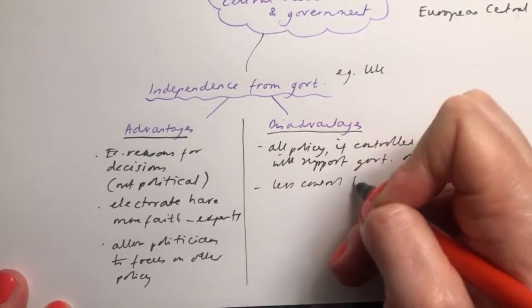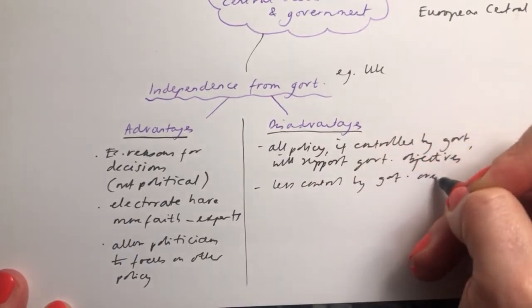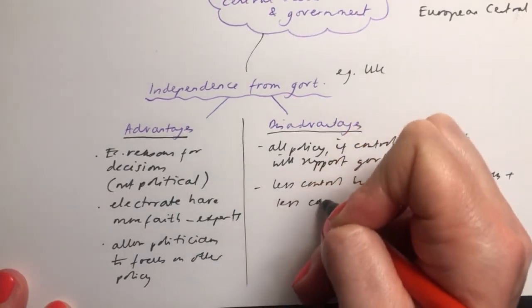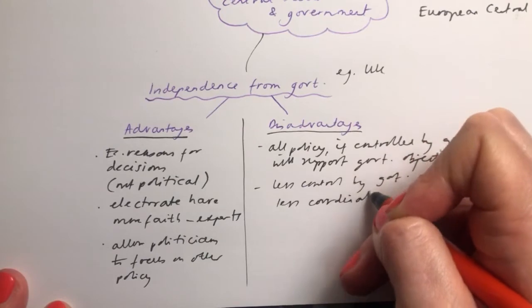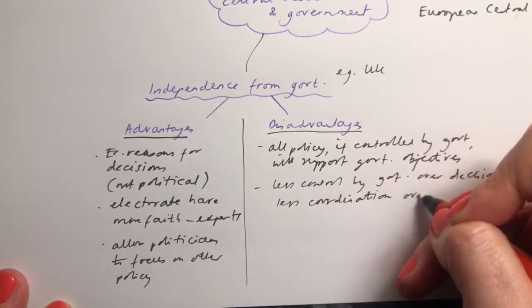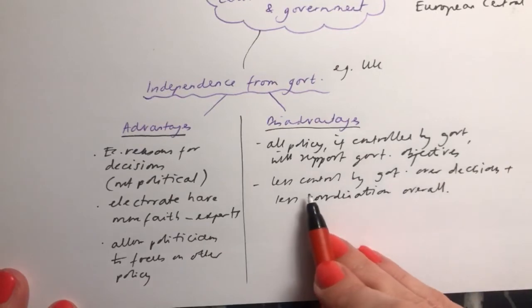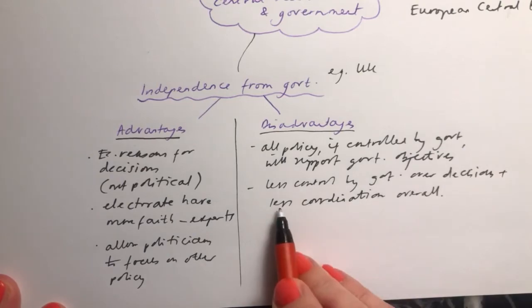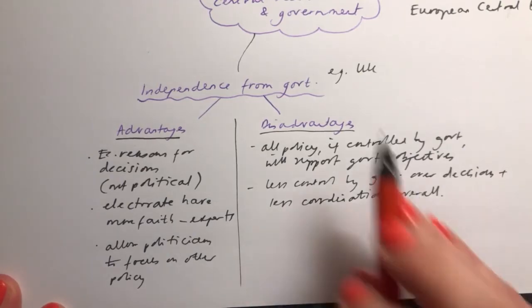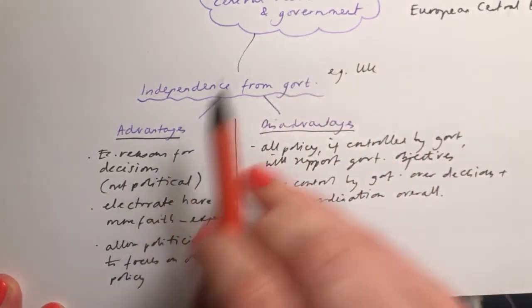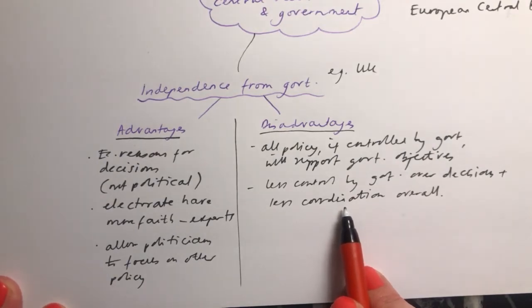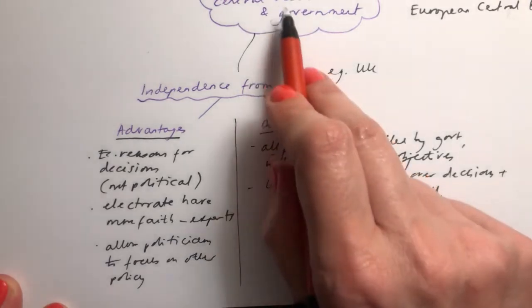Another disadvantage of having independence from government is that there will be less control by the government over decisions, plus less coordination overall. The government aren't going to be able to control these decisions, which they may think is a bad thing. But the biggest one really is that there'll be less coordination between the central bank and the government. If they're independent from each other, the government can't have as much control over what's happening in the country. It's more complicated to organise, you could argue, because they aren't making one decision. There are decisions being made by each party.